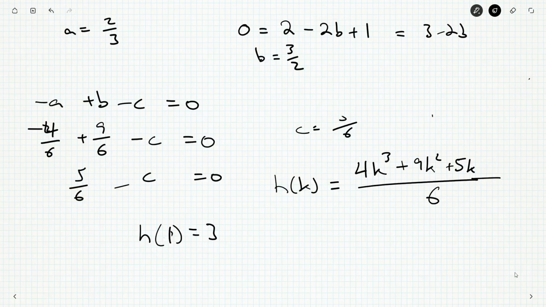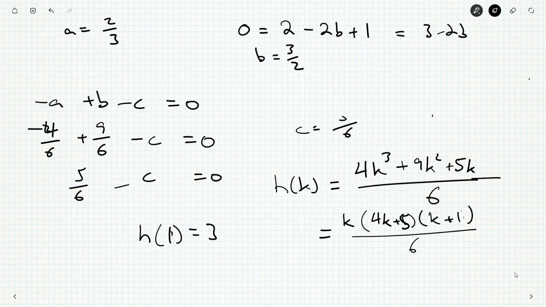And I can factor this as well. This will be k, and then we'll have 4k plus 1 times k plus 5. No, 4k plus 5 times k plus 1? All over 6. Okay. I think we're good.